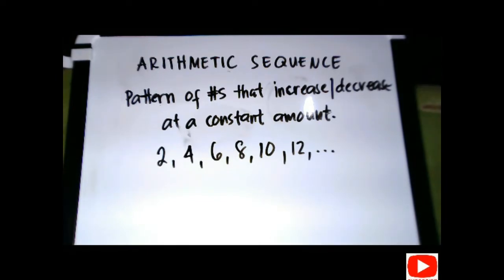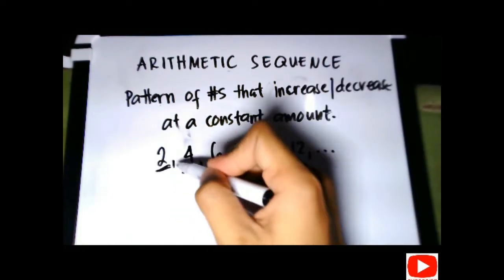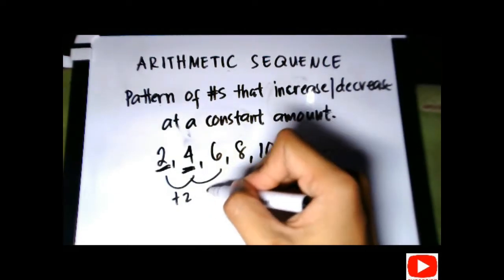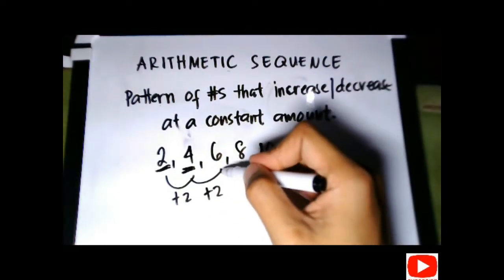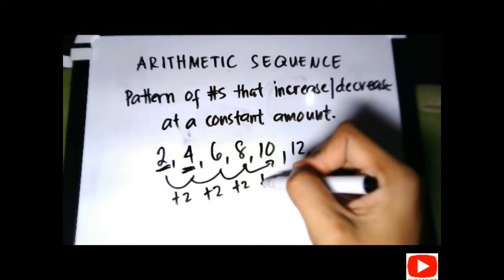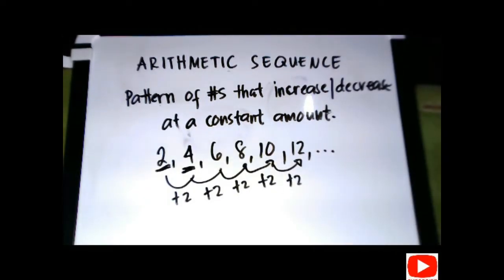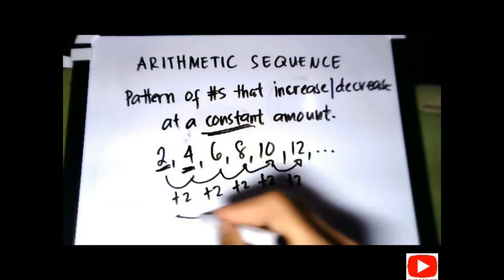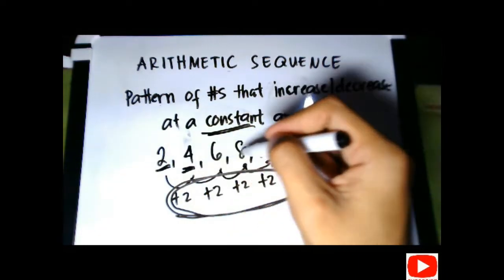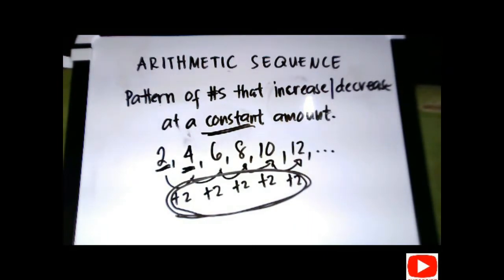When we say constant amount, because when you go to 4 from 2, you add 2. When you go to 6, you add 2. From 6 to 8, you add 2. From 8 to 10, you add 2. From 10 to 12, you add 2. So there is a constant amount that you've added to all the terms of the sequence, and that is why this is an arithmetic sequence.